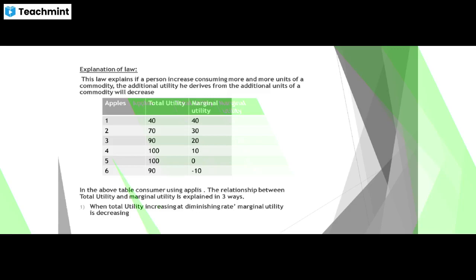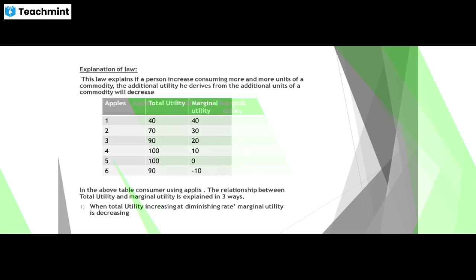In the first row, we take one apple. From that one apple, we got 40 utils of satisfaction. And here we have 40 utils of marginal satisfaction also. Marginal satisfaction means extra satisfaction. How much extra satisfaction are you getting? Before one apple you have zero satisfaction. Now you are getting 40. So your extra satisfaction is 40. That is marginal utility.